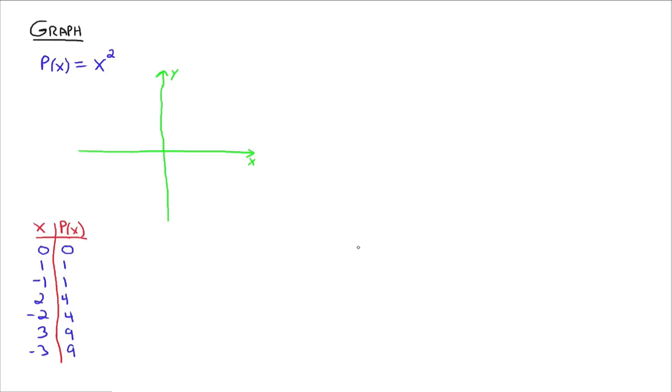All right, so plotting these points would give us this. And then when you connect the dots, we get this. So the graph of P of X equals X squared looks like this, and we call this a parabola. All right, so let's graph another one.